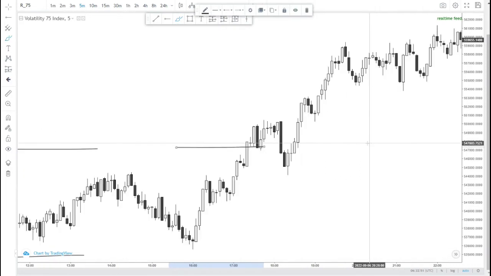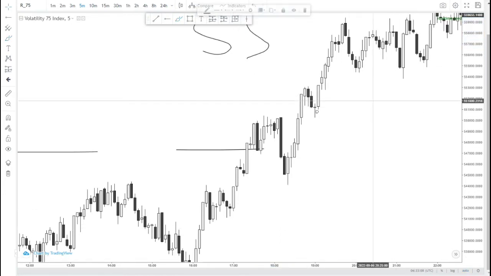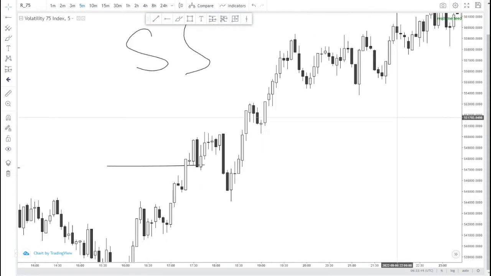So from this break of structure, what are we looking for? Structure and S&D. Structure in terms of what? A break of structure. S&D, since it's a bullish trend, we will now be looking for demand zones. Now, if you don't know what a demand zone is, make sure you go and watch all of the supply and demand videos that are available on this channel.